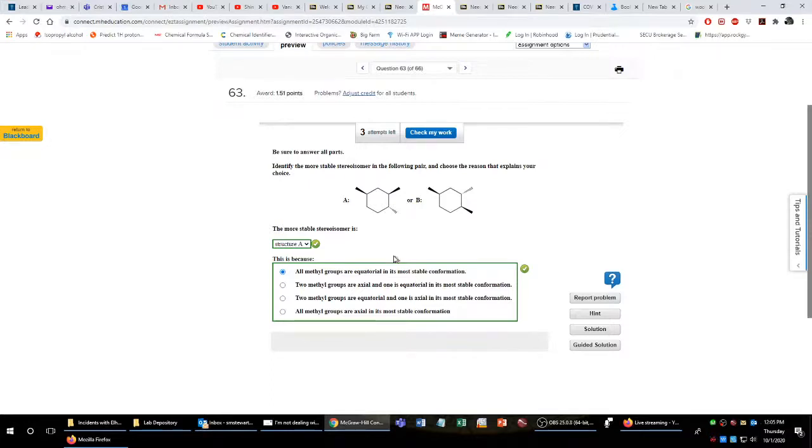And each of these explanations get progressively worse. So 2 methyl groups are axial and 1's equatorial. This is less stable because you've got 3 that are sterically hindered. And if all 3 methyl groups are axial, they're going to destabilize. It's going to be super unstable. So that was the first question I got.